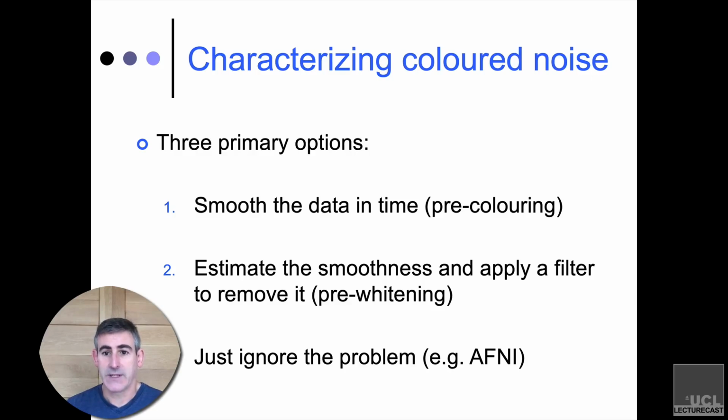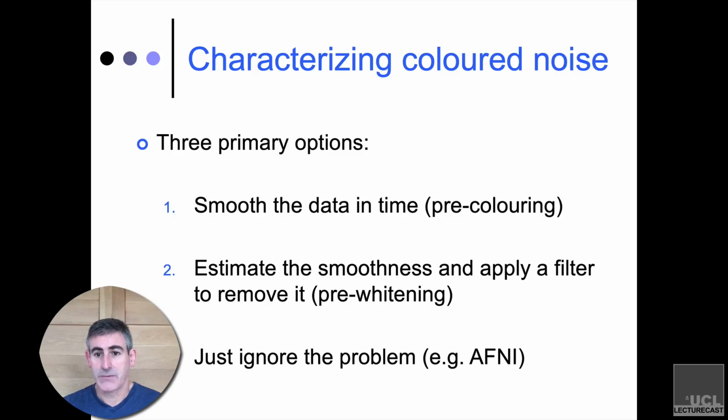And then I'm going to fix it because I know what I swamped it with, and I can filter it just to remove that. That's the pattern that SPM used in previous incarnations. So SPM did that up to, I think, about 2002. And then by 2005, the SPM5 implementation, they had implemented the second of these methods, which is a way to estimate the smoothness and apply a filter to remove it. And this is what's known as a pre-whitening approach.